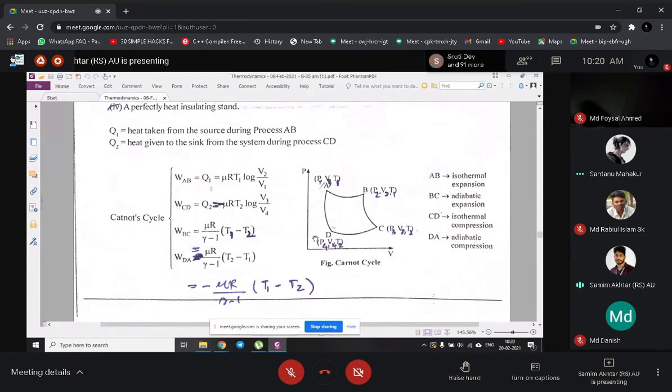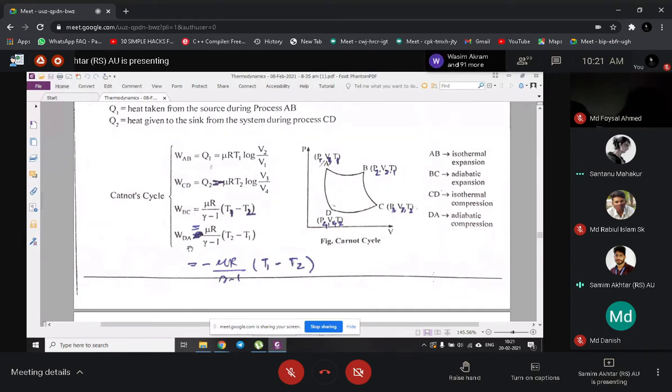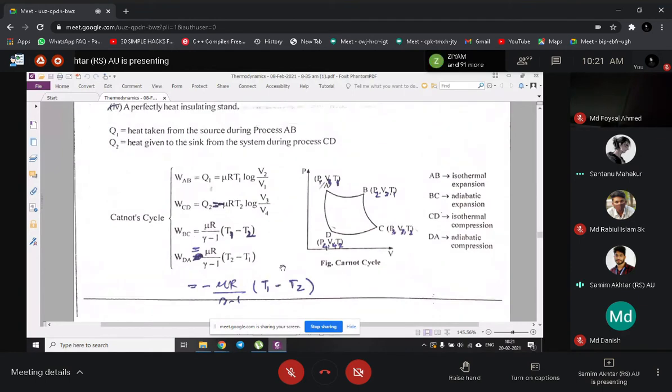Whenever you go from point B to C, the work done is mu R by gamma minus 1, where you know that gamma is the ratio Cp by Cv, right? So mu R by gamma minus 1 times T1 minus T2. And this is WDA, which is the opposite of BC. That means mu R by gamma minus 1 times T2 minus T1, or you can write it that way. So this is the basic diagram of a Carnot engine. Whenever is Q2 negative?